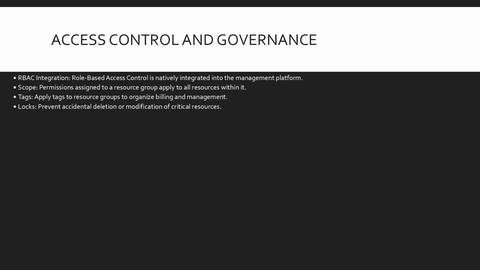Resource groups are vital for security and governance. You can apply access control to all services in a resource group because Azure Role-Based Access Control (RBAC) is natively integrated into the platform. If you grant a user access to a resource group, they automatically gain access to all the resources inside it. Additionally, you can apply tags to resources to logically organize them for billing. You can also apply locks to the resource group to prevent accidental deletion, ensuring critical assets remain safe.